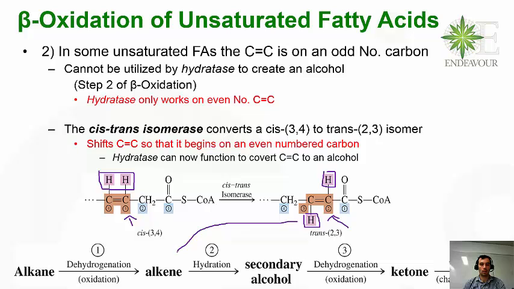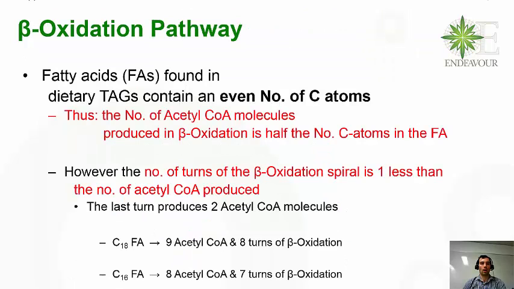So this can be the alkene, which is then able to turn into the secondary alcohol and then the ketone, in the same way I showed you with the saturated fatty acids. Alright, so it's key that when we're doing the beta oxidation pathway, the fatty acids that we're using have an even number of carbons. So that's what these fatty acids have. You don't find them with an odd number of carbons. So that's fine.